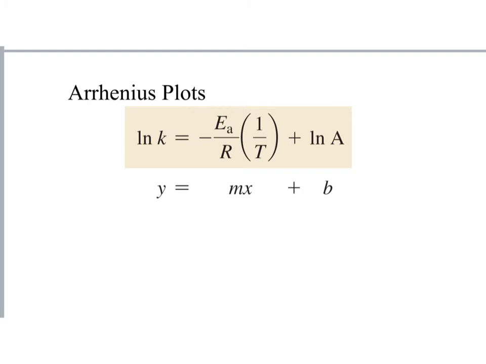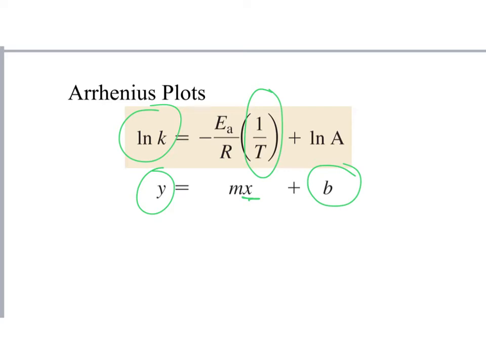So what are we plotting? Well, in this case, we're going to plot x as 1 over temperature, right? The natural log of k is going to be our y. So x was 1 over temperature, and then b is the natural log of A. And remember, these are components of the equation, right? A was a component of the equation. When you take the natural log of A, it drops out of the equation.